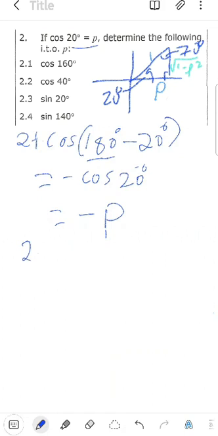Now looking at 2.2, we are having cos of 40. Now 40, if we want to get 20, 40 means it's 20 by 2. So 20 is the half of 40. It means 40 is the double of 20. So meaning it will be 2 of 20 degrees, the double of 20 degrees.